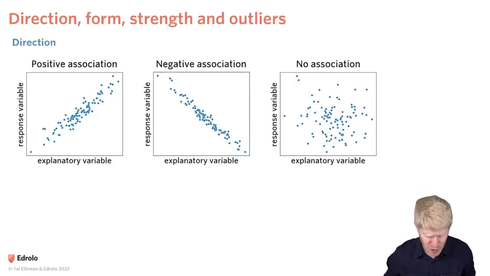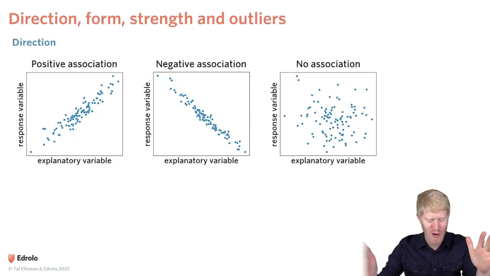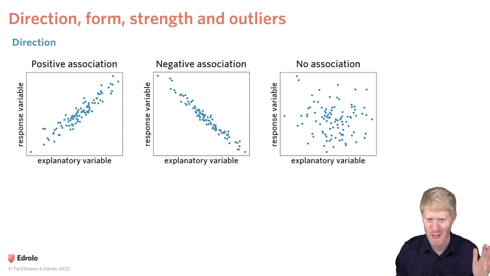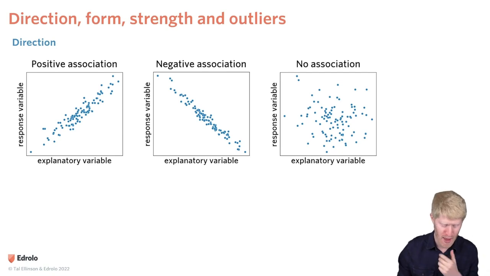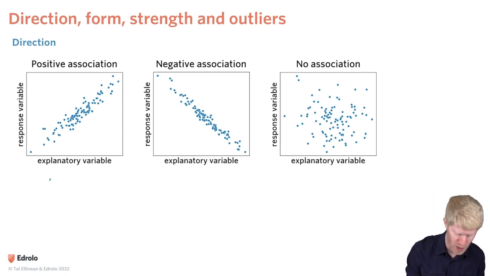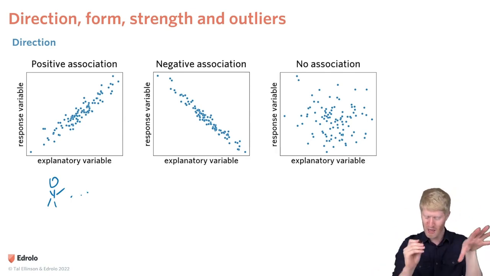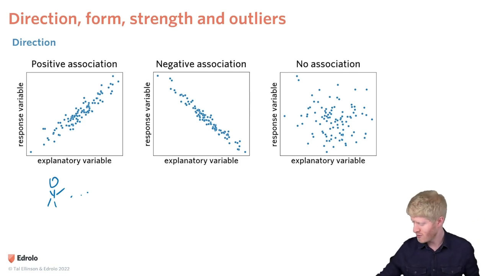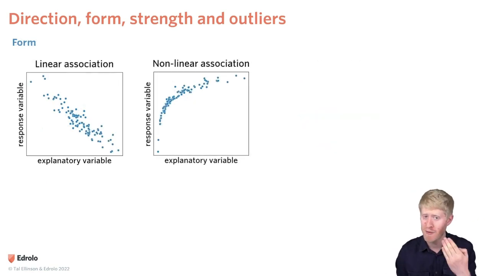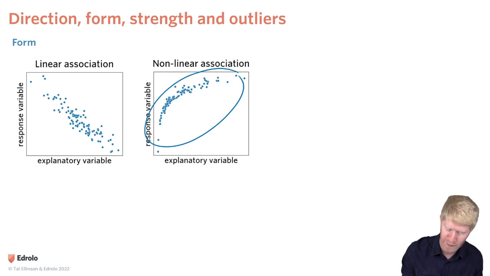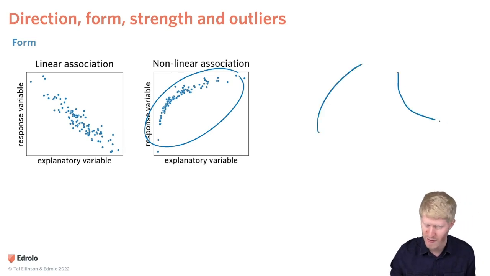Alrighty, we're going through our terminology, all of this setting the ground, setting the playing field for all of the analysis we're going to do in the coming lessons. We talk about direction. Direction, are you going up, are you going down? We always walk from left to right. If you're going uphill, it's positive. If you're going downhill, it's negative. And if you ain't got no direction, no association. We can talk about form. The data that I've showed you so far had a non-linear form. It was like curving up or it was curving down.